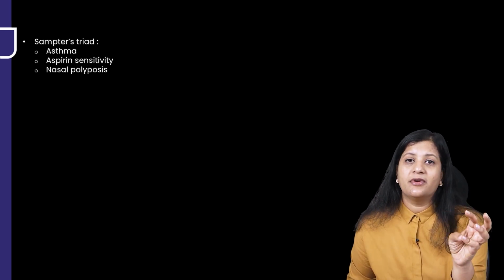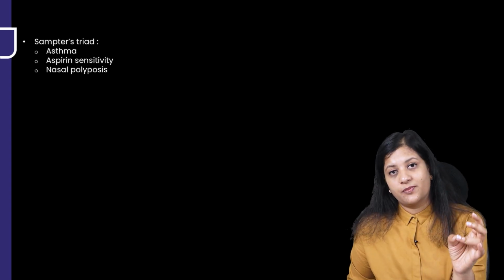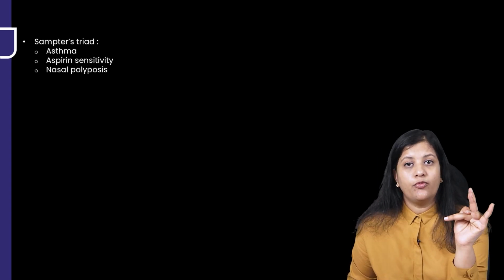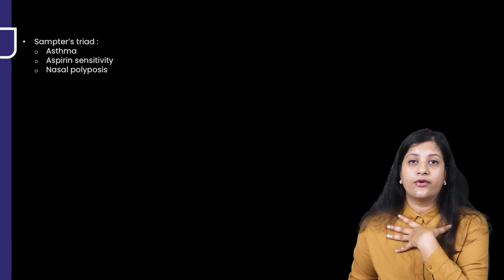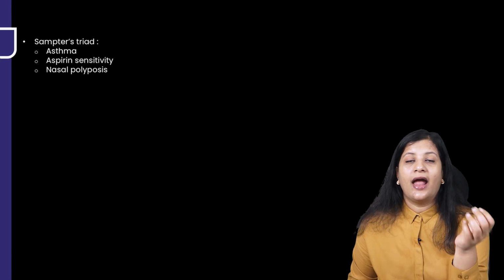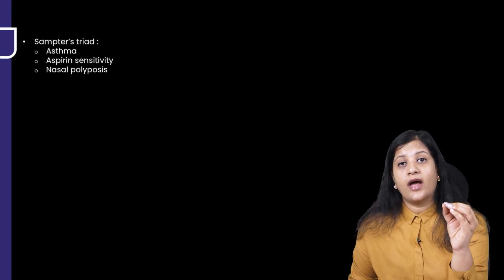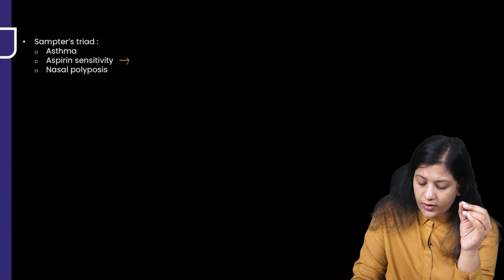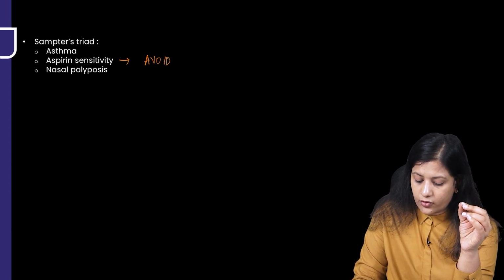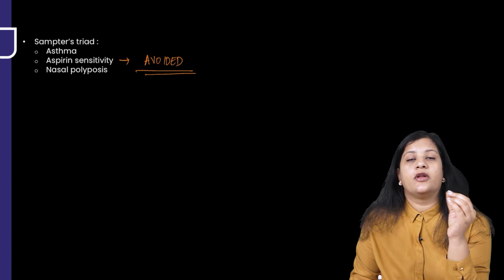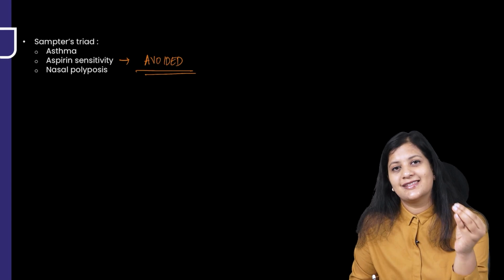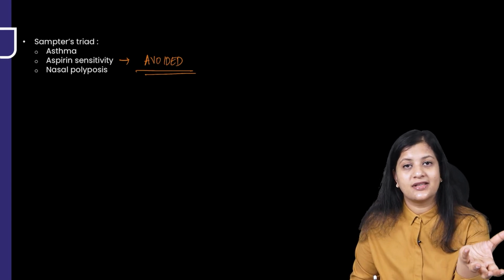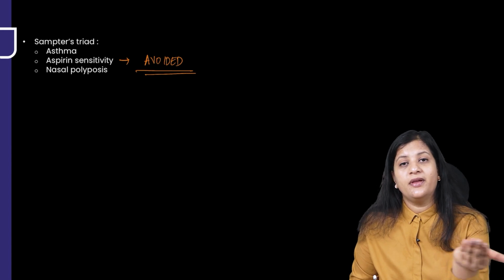Here's the explanation. Samter's triad. What is Samter's triad? Samter's triad is asthma, aspirin sensitivity, and nasal polyposis. So patients who have nasal polyps have a very high likelihood of having asthma as well, and they could be sensitive to aspirin. So aspirin is typically to be avoided in patients who have nasal polyposis and asthma, because of this triad, where patients can be sensitive to aspirin, and this can cause a reaction that could be fatal to the patient.